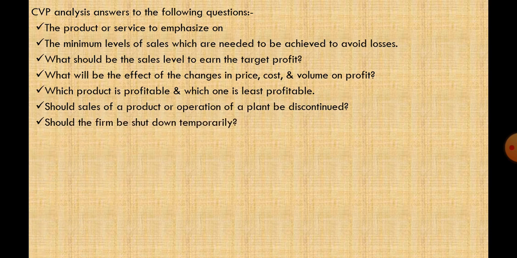Then, should the firm be shut down temporarily? Right now, there have been issues with COVID. So in that period, should you shut down your businesses temporarily? Then, decisions on whether to increase or reduce the fixed cost. The fixed cost usually increases the cost of the organization. So, in that sense, are you supposed to increase the cost again? And what will be the ripple effect in terms of profit? The CVP analysis will assist you to answer those questions.